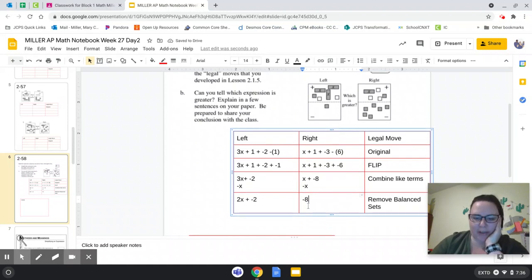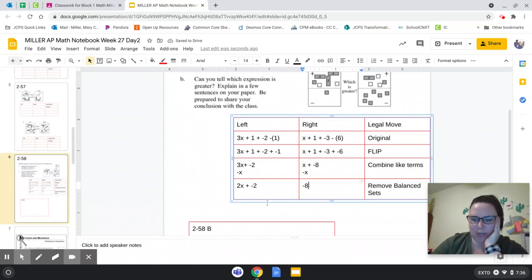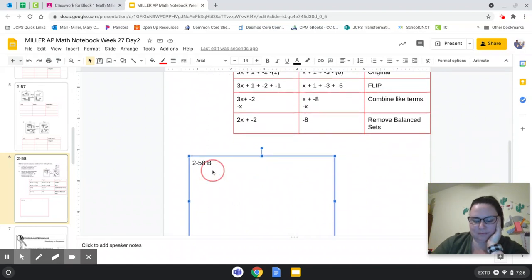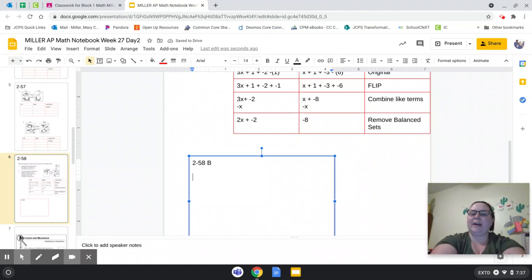But at this point, can we tell which expression is greater? If we're left with 2x plus negative 2 or negative 8, we cannot tell which expression is greater because we don't know the value for x.